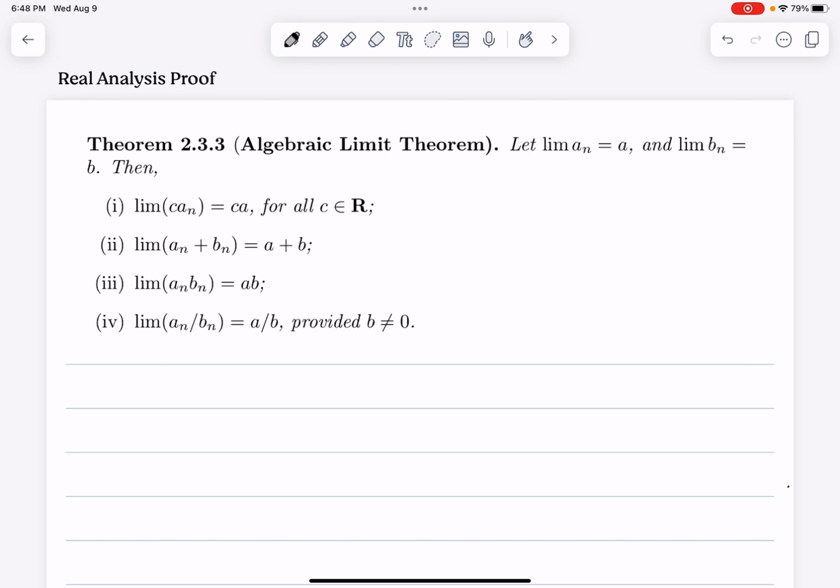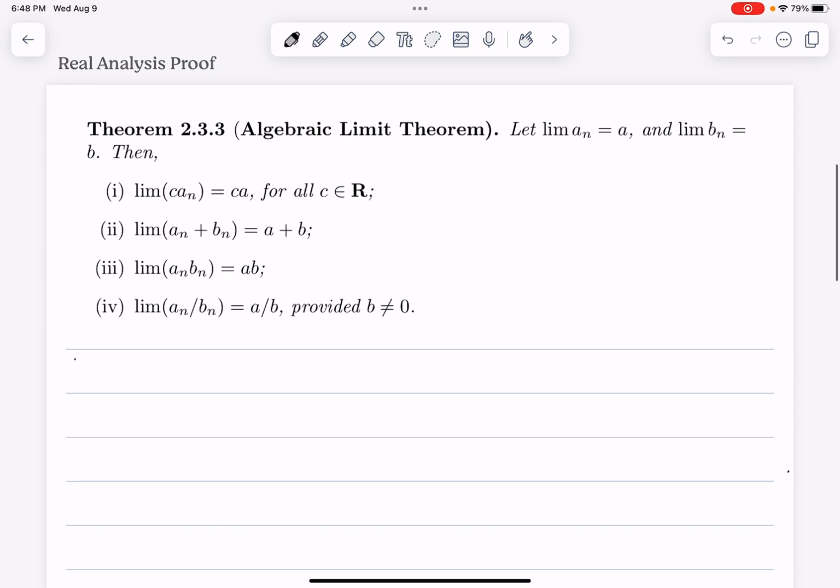And third, basically the same thing, but it's the multiplication. So if we multiply the sequences term by term, then the limit of that new sequence is precisely going to be the multiplication of the two original limits. And it also works for division, provided that b is not equal to 0. All right, so we have a long way to go with this proof. We'll start with the first one.